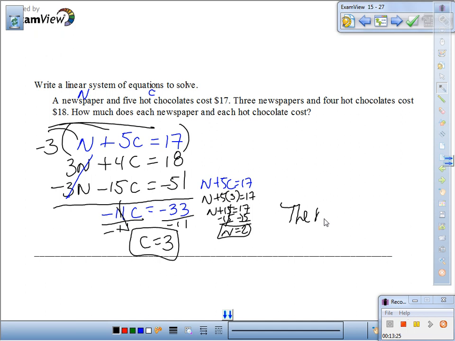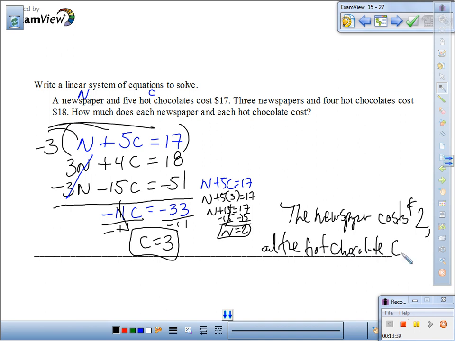The newspaper costs $2, comma, and the hot chocolate costs $3. Thank you.